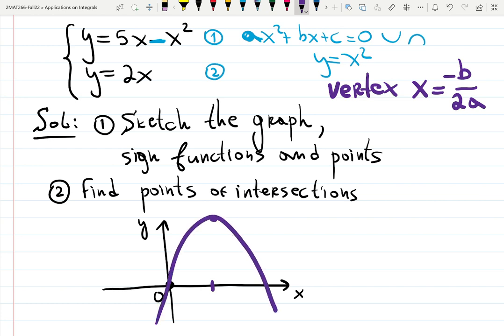Something like that. To be honest, lots of this information will not be needed for this problem. That's why I say sketch the graph. You don't have to have a vertex most of the time. You just need to know how it looks. Is it on the top or at the bottom? And some points of intersections will be important.